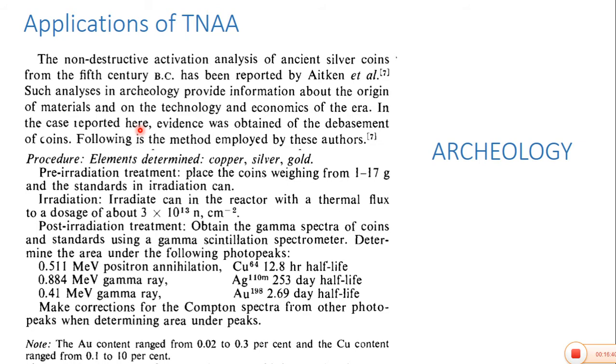So in the post-irradiation process there is also the analysis of the material. When you analyze with gamma scintillation spectrometry, you will find three main peaks. One is at 0.511 mega electron volt, from the positron annihilation process. Another is the 0.884 mega electron volt gamma ray, and the third one is the 0.41 mega electron volt gamma ray. So these three peaks concern copper, silver, and gold.